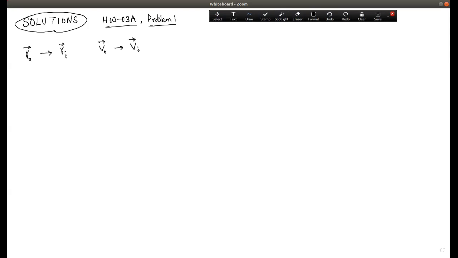So what are the variables we talk about? We talk about delta t. That's given to us. It starts at time t equal to 0, and the problem talks about t equal to 1 second. So it's t final minus t initial. That's given to us.